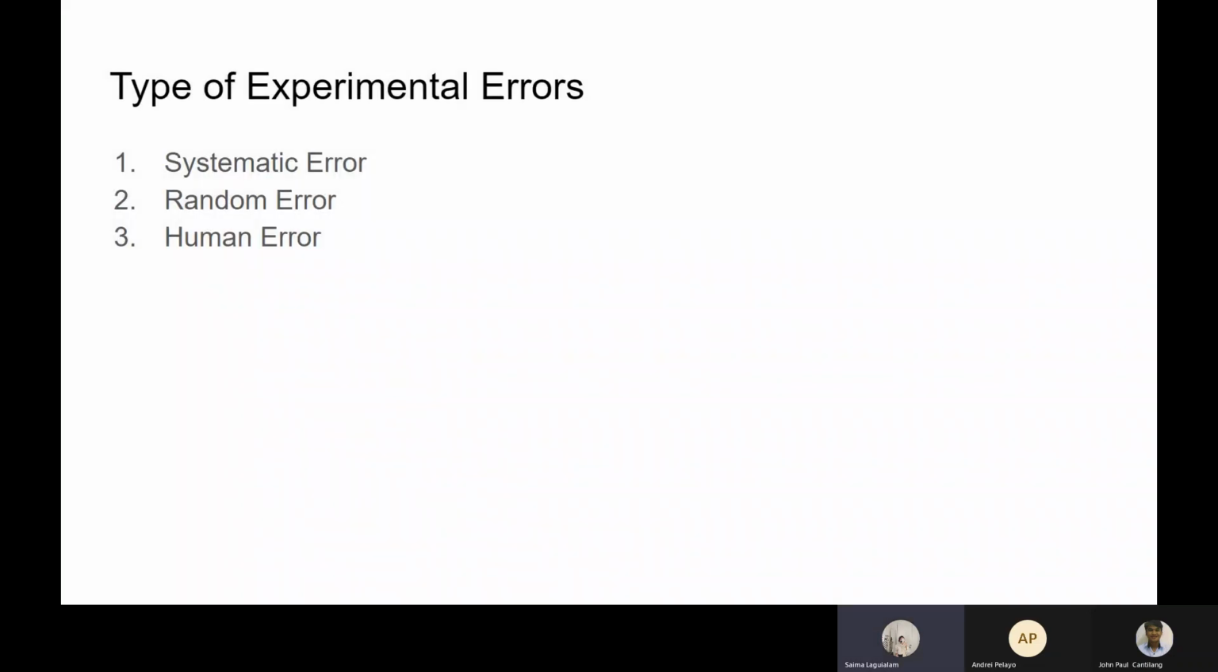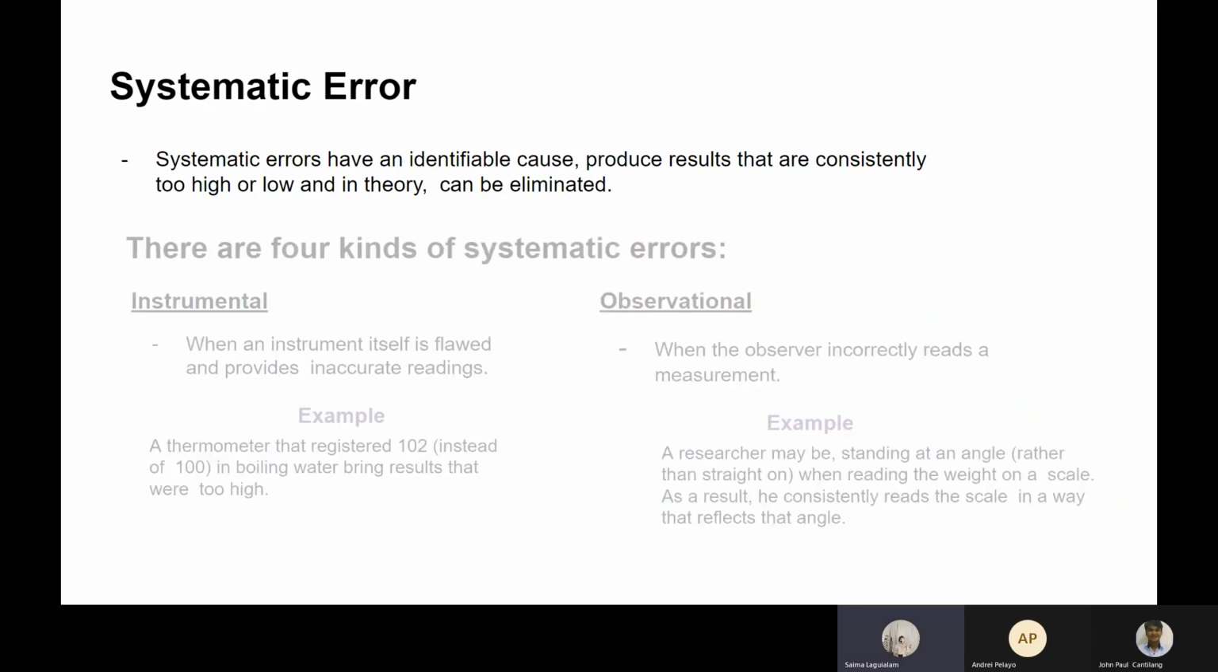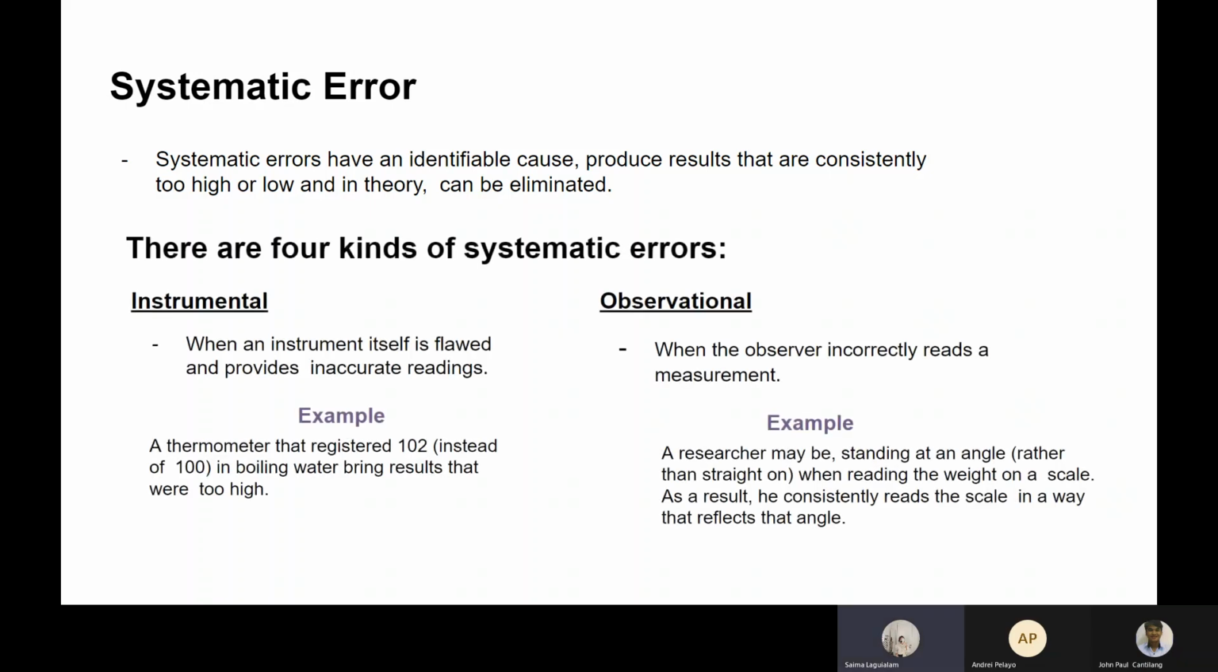Here are the types of experimental errors. First is systematic error, second, random error, and last is human error. Systematic error. Systematic errors have an identifiable cause, produce results that are consistently too high or low, and in theory, can be eliminated. There are four kinds of systematic errors.